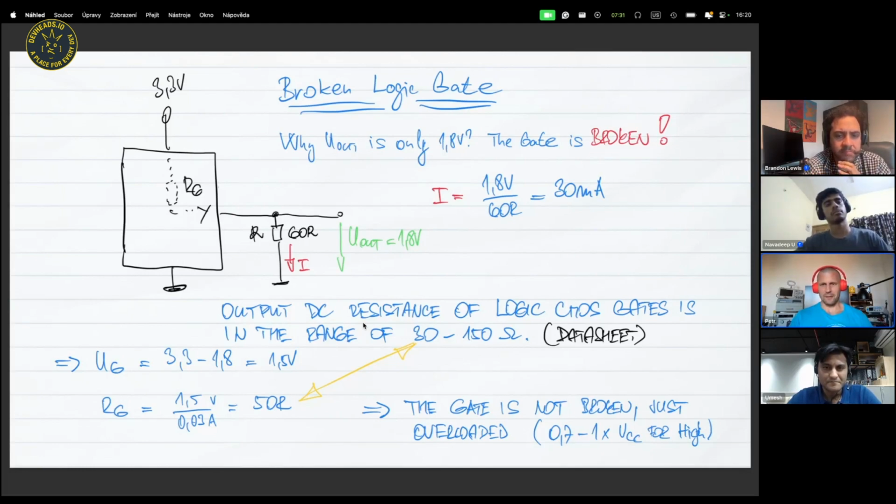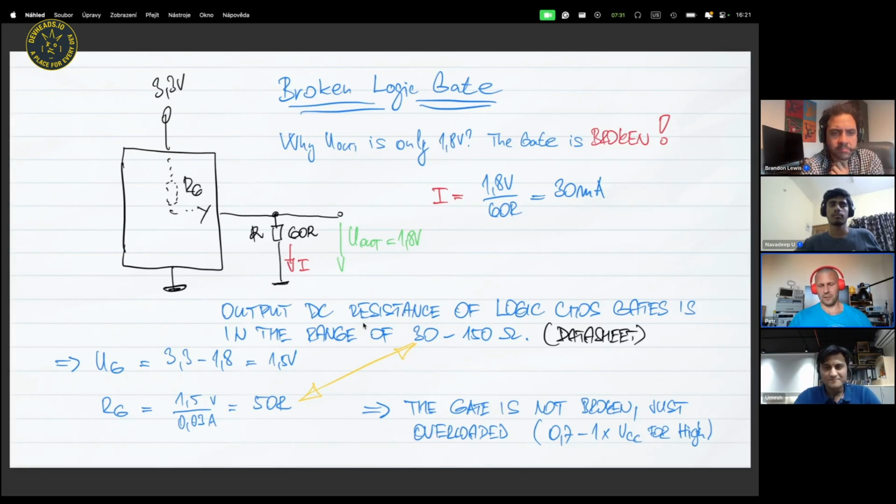Something strange happens. Let's see what happens using Ohm's law. Ohm's law tells us that current means voltage divided by resistance. We measured that the output voltage at the output of the logic gate is 1.8, and we know that we loaded the output of the logic gate with a resistor with the value 60 ohms. So 1.8 divided by 60 is 30 milliamps. This is the current flowing from the output of the logic gate.